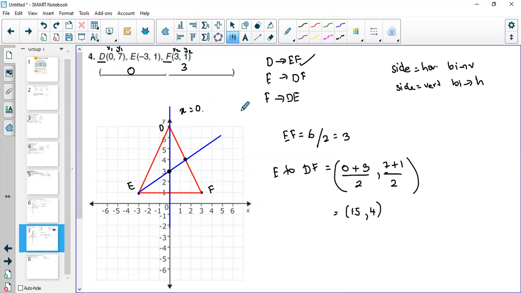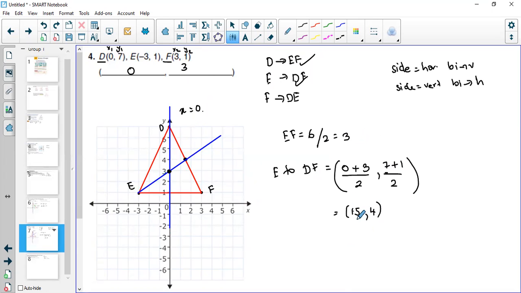D to EF is done. So the next is totally your choice. You can choose E to DF or F to ED. So I chose from E to DF. So you will take the coordinates of DF and then find the midpoint of both of them. So if you find the midpoint, you will get the coordinates as 1.5 and 4.